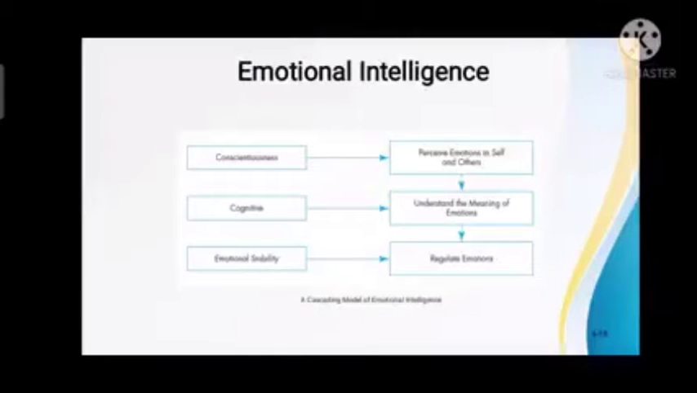So, here is the cascading model of emotional intelligence. This model states that people who know their own emotions and are good at reading emotional cues are most likely to be effective.